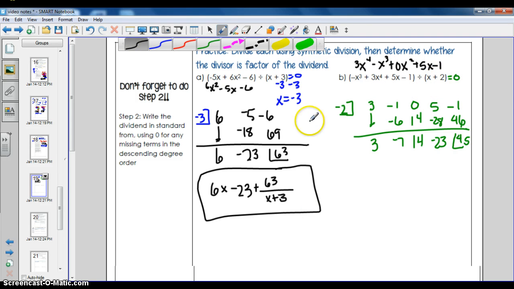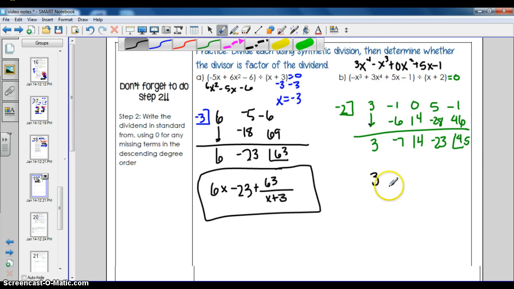All right, so putting this equal to 0, x plus 2, so negative 2 should be in the box here for what x equals. Up here I wrote it in standard form, so it's 3x to the fourth minus x cubed plus 0x squared, hold that place value, plus 5x minus 1. So now we put the coefficients 3, negative 1, 0, 5, and negative 1. We bring down that first term, we multiply, we add. We multiply, add. Multiply, add, multiply, add, and then we write our final answer.